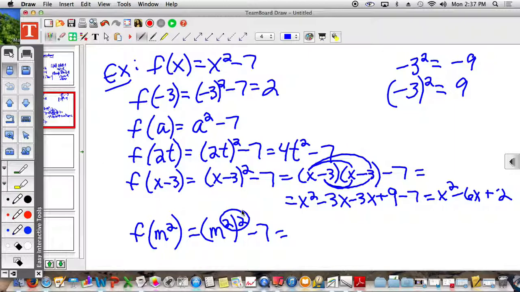Now in this case, it didn't matter, because regardless if you add or you multiply, you're still going to get 4. But you need to remember that. These two powers, when they're written like this, always have to be multiplied. So it's m to the 4th minus 7.